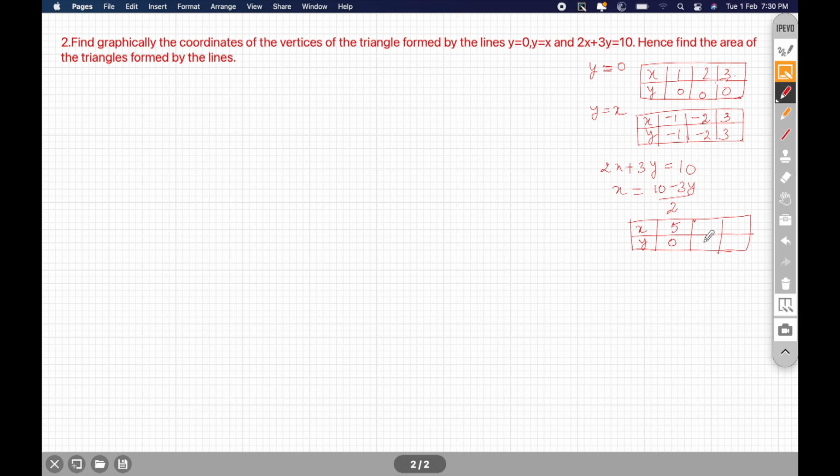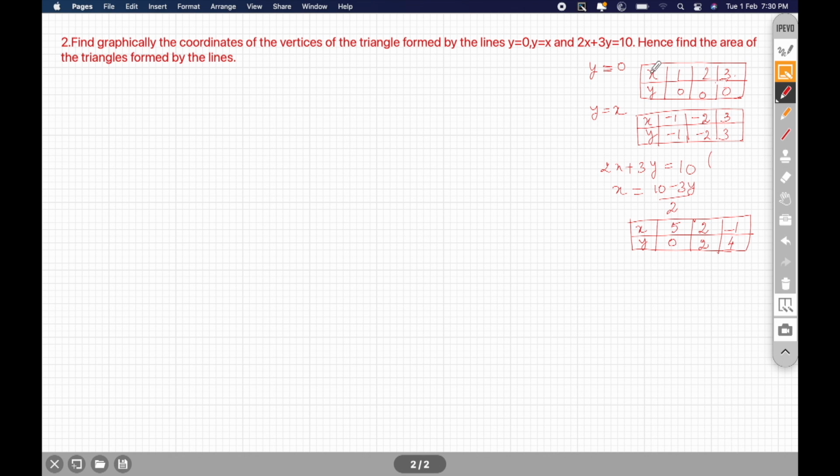Next, when we take y equals to 2, 10 minus 6 is 4. 4 divided by 2 is 2. Next, when we take y equals to 4, so 10 minus 12 is minus 2 divided by 2 gives us -1. So you can see the points now to be plotted here.